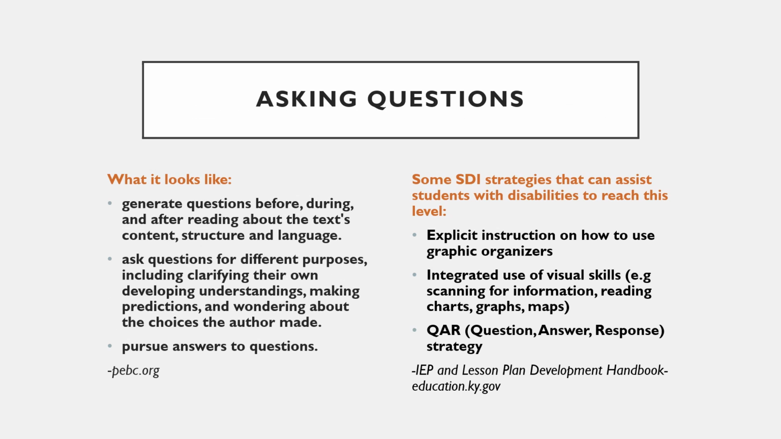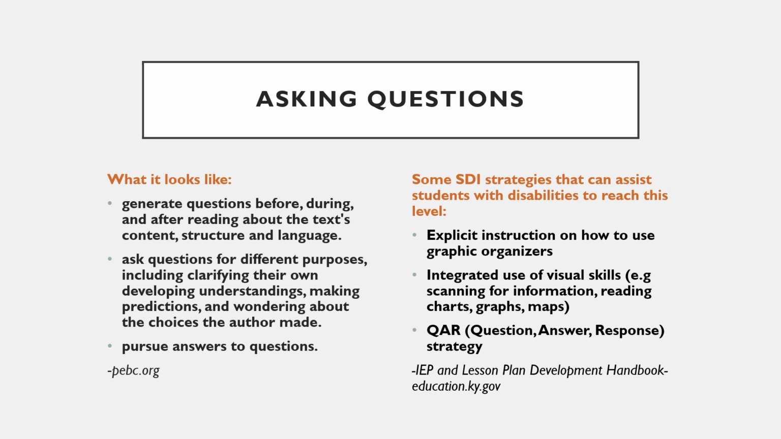Now moving on to asking questions. With this strategy, you're going to get kids to ask questions of themselves and of text or content before, during, and after learning. So also they can ask questions for different purposes, making predictions, and also wondering about why the author made choices the way that he did. Like, for example, they could say, why did the author have that character react to that situation in that way? And also, while they're reading, be able to pursue answers to their own questions that will increase their overall understanding.